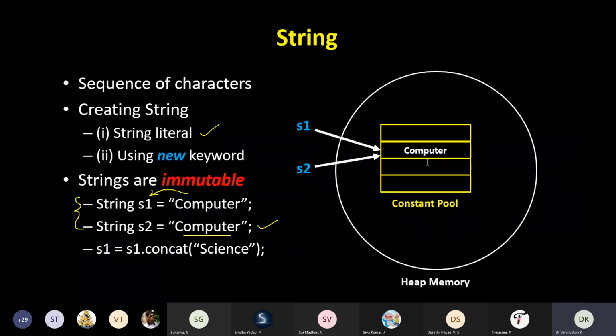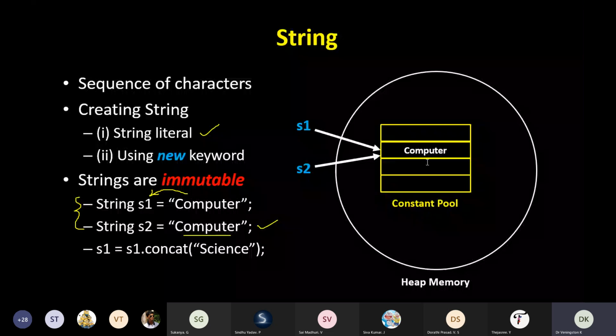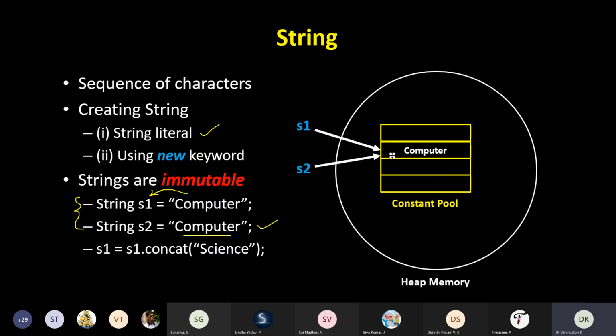The JVM will check for this string in the constant pool to see whether it is already present or not. In this case it is already present. That is why we are going to make both s1 as well as s2 refer to the same entry in the constant pool. Both are referring to the same string literal "computer".